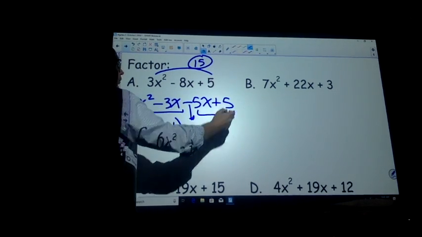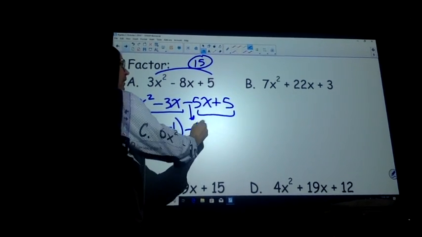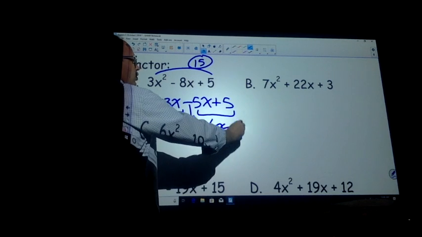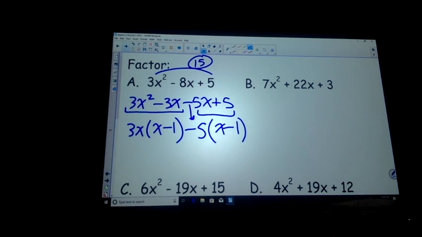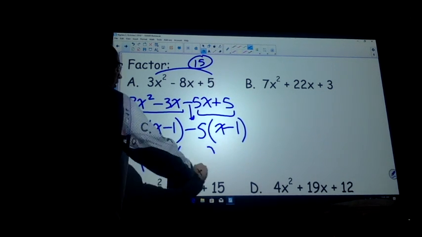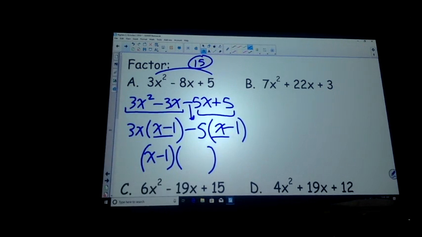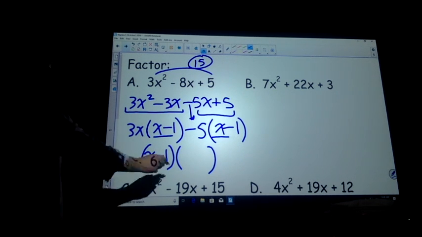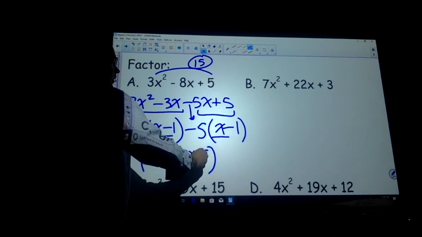What can I factor out of both of those? 5. It's a -5, so I factor out a -5, and it switches the sign. All right, and then I have x minus 1. If I factor an x minus 1 out of both of those, what do I have left? 3x minus 5, right? Done.